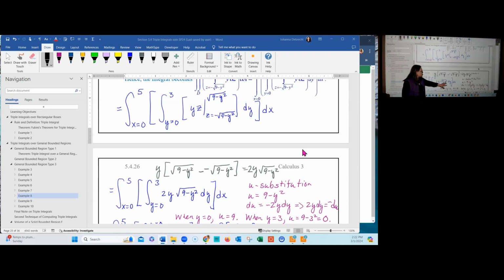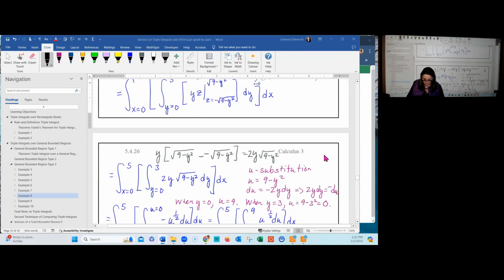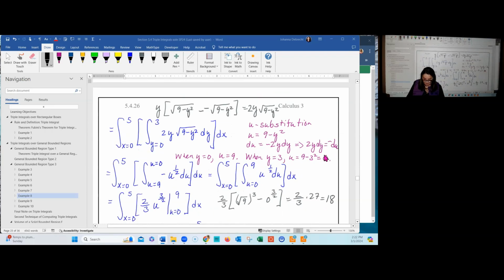Then we were going to integrate this with respect to y, for which we need a u substitution. We let u be 9 minus y squared, and then the derivative du becomes negative 2y dy. And 2y dy, which we have, becomes negative du. We substitute the limits of integration such that when y is 0, 9 minus 0 squared is 9. And when y is 3, 9 minus 3 squared gives us 0.